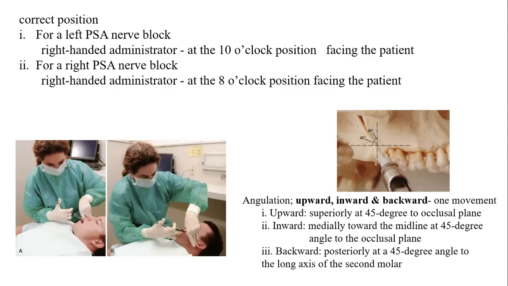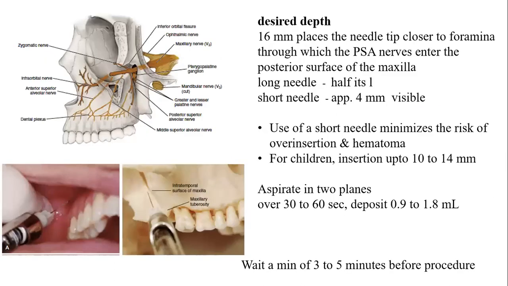One must always make sure that when giving a posterior superior alveolar block, these three movements, upward, inward, and backward, are important criteria when you administer it. Desired depth is always 16 mm. Place the needle tip close to the foramen through which the posterior superior alveolar nerve enters the posterior surface of your maxilla.